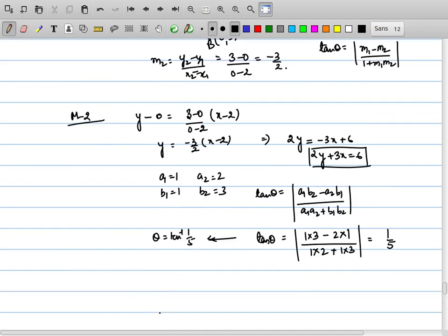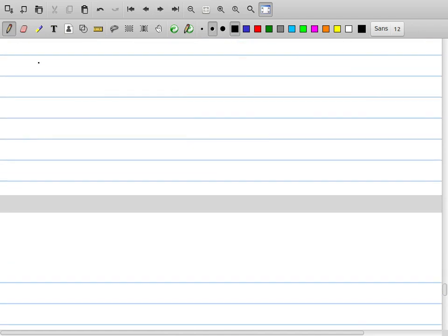Now let's take the next question. Find the angle between the lines x is equal to a and by plus c equals to 0. Now if you look closely, this equation does not require any formula or anything to be used. This can simply be solved by logic.